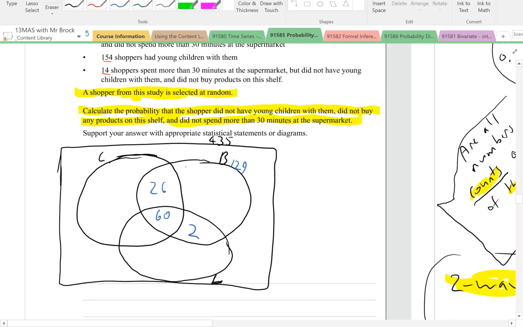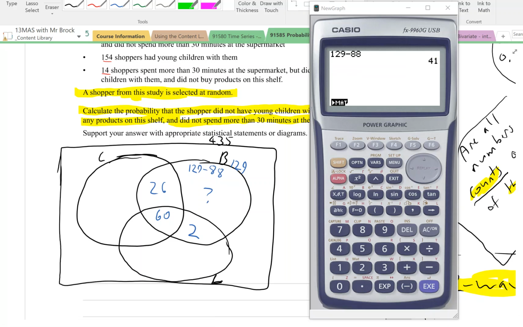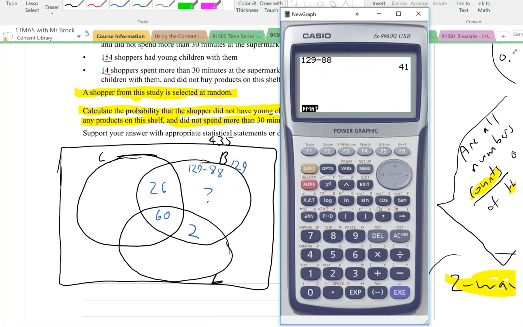So that is 88, isn't it? So 129 minus 88 is going to give me this zone in here. So what's that? It's 41. So that must be 41 in here. Okay, what's next?